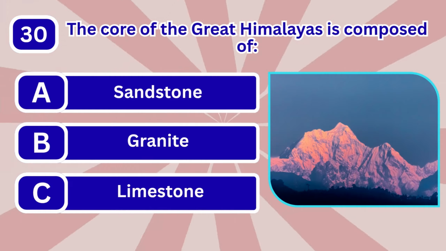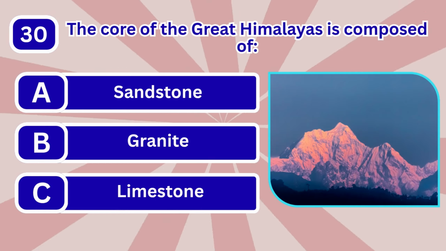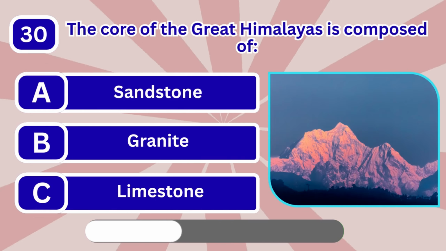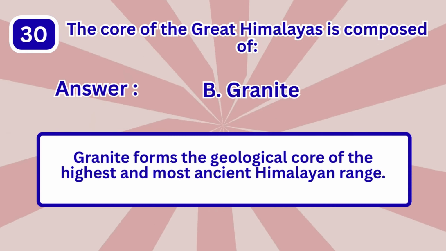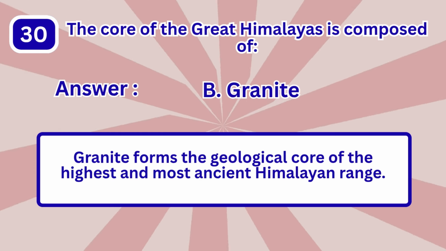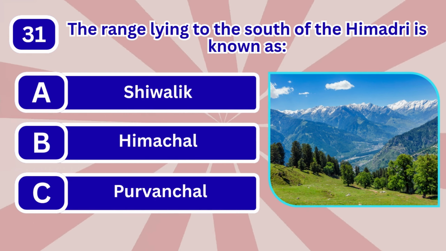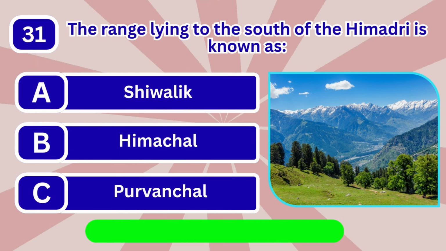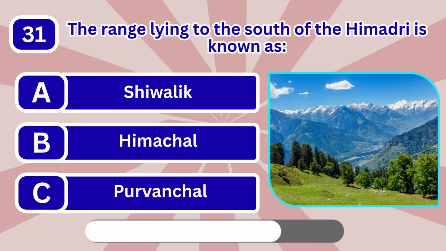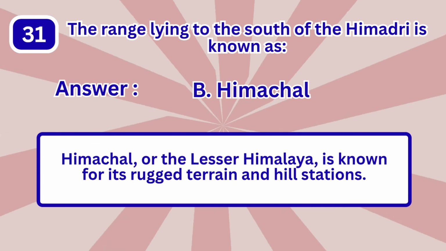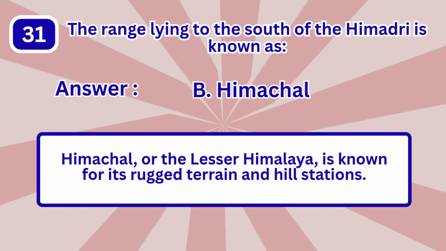The core of the Great Himalayas is composed of B. Granite. The range lying to the south of the Himadri is known as B. Himachal.